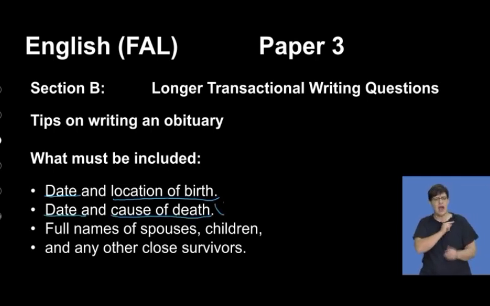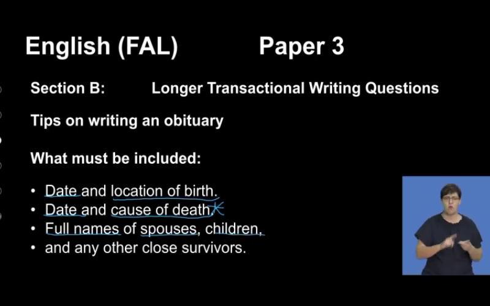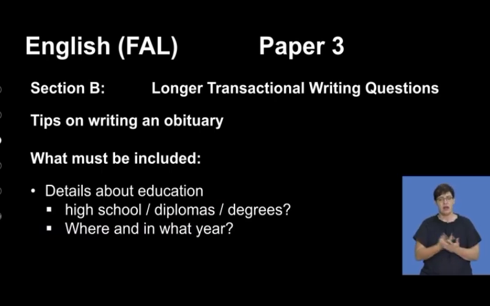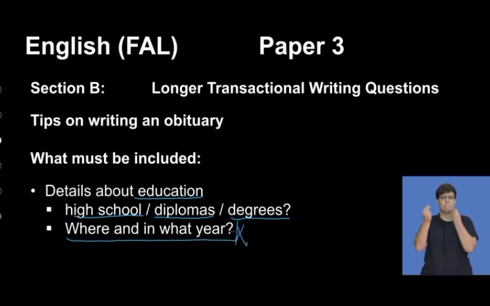You must just be careful. Sometimes your question may include some sort of description of the death. Then the full names of the spouses and the children and any other survivors. So maybe it was an elderly person who had grandchildren and great-grandchildren. Obviously that would also be included in an obituary. Thereafter, we look at details about the education. The high school education is important. The person could have gone on to get a diploma or degrees later in life, and where and in what year. It's also very, very important to have timelines as to when these qualifications were achieved.